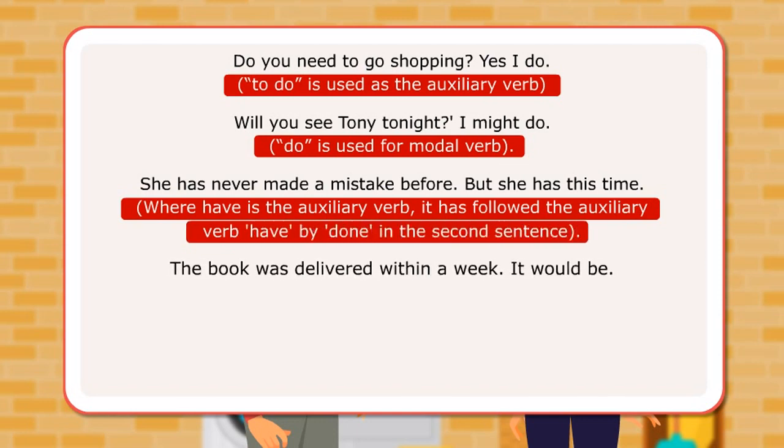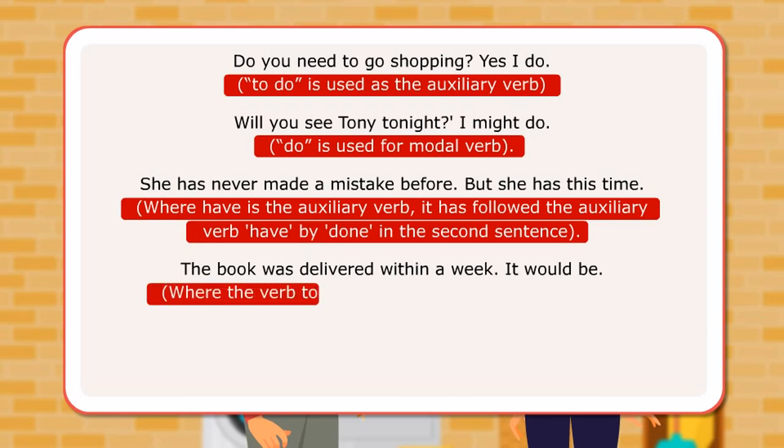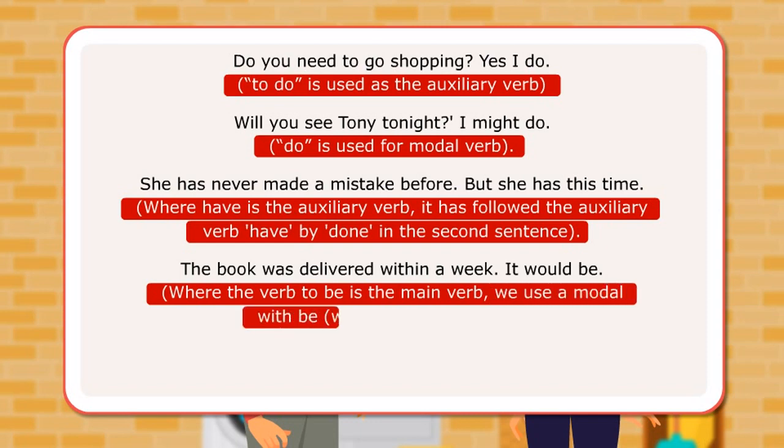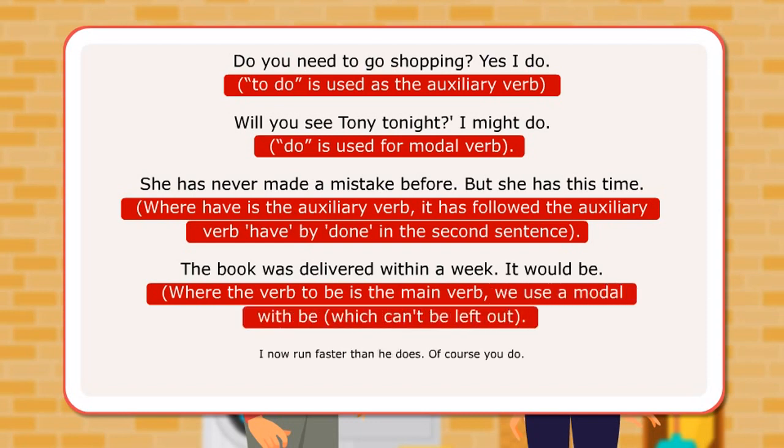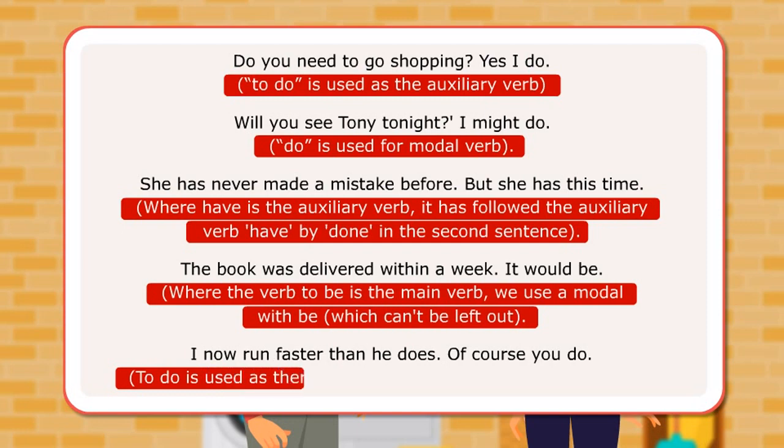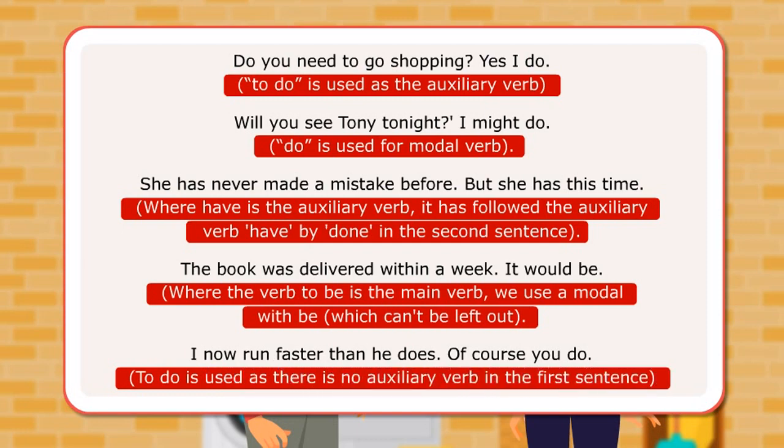The book was delivered within a week. It would be. Where the verb to be is the main verb, we use a modal with be, which can't be left out. I now run faster than he does. Of course you do. To do is used as there is no auxiliary verb in the first sentence.